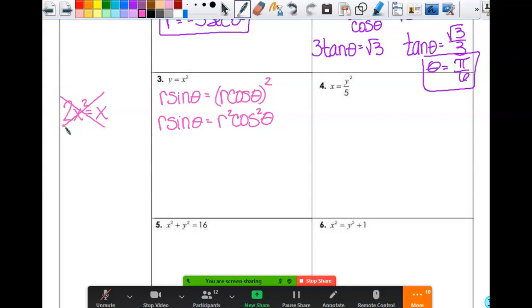Here we're solving for x. Here we're simplifying the equation, and we have 2 variables. So since we have 2 variables in there, that makes it okay. If you only had 1 variable and you're solving, you're losing a 0, and that's a bad thing. So I'm going to divide both sides by r. That's going to leave me with sine theta on the left equals r cosine squared theta.